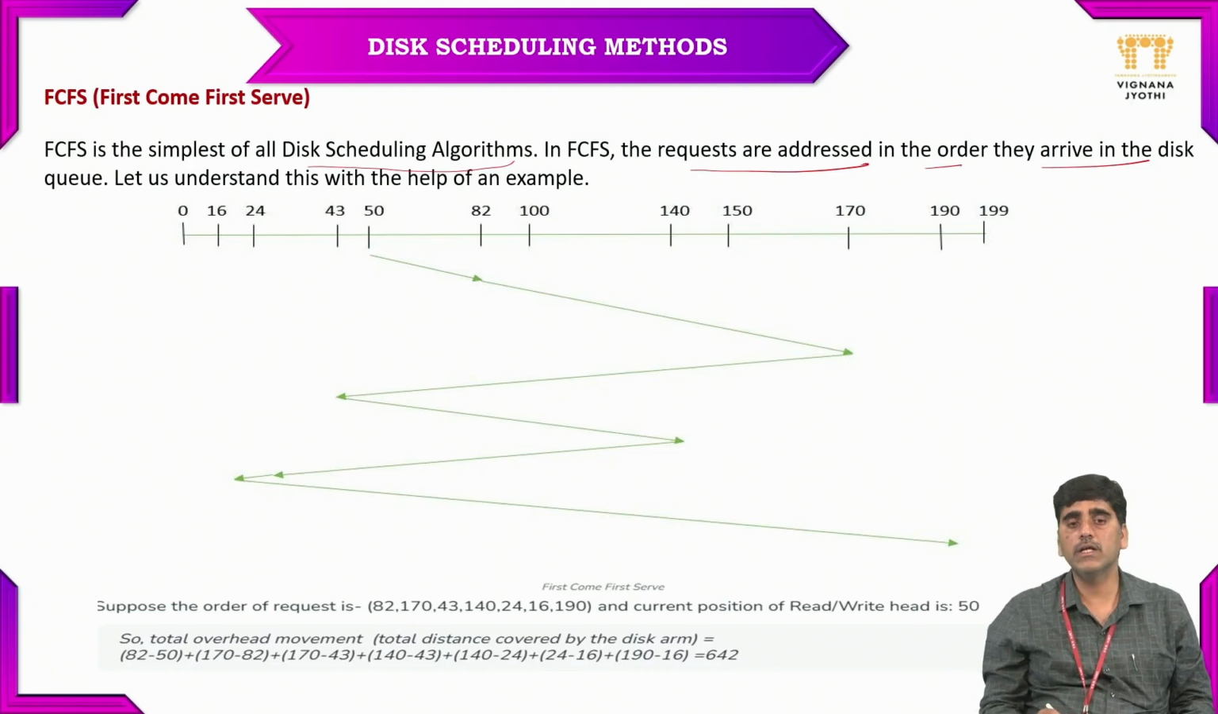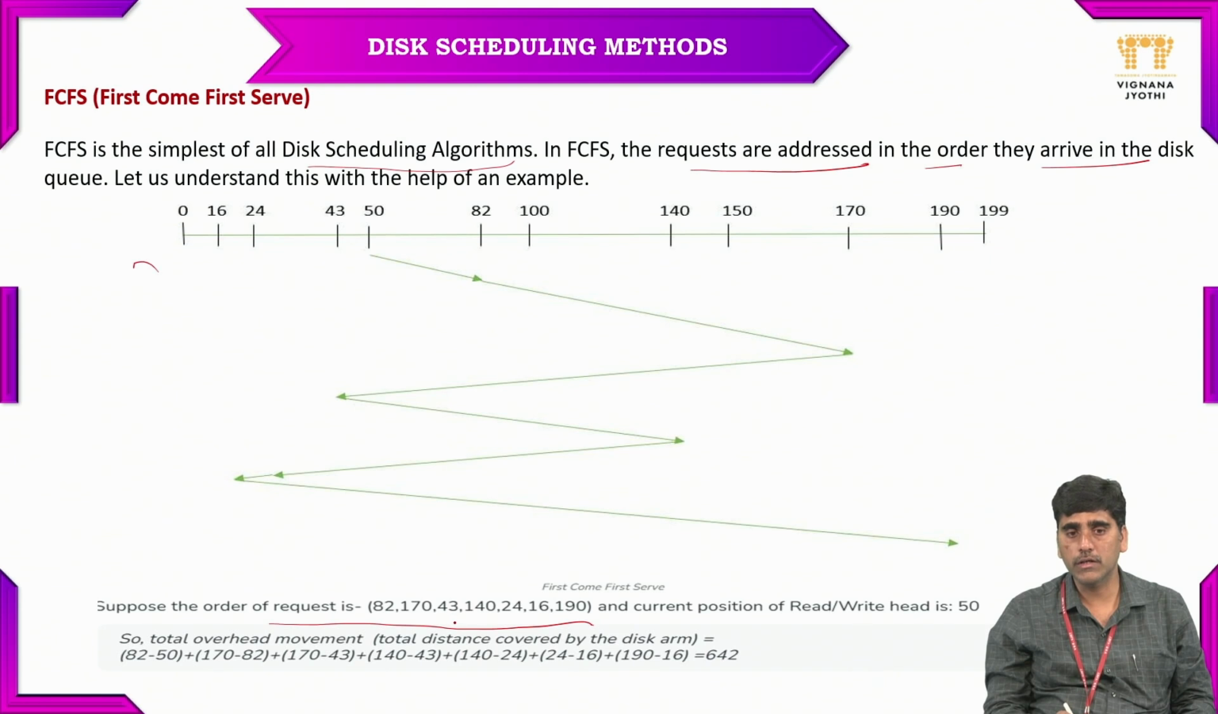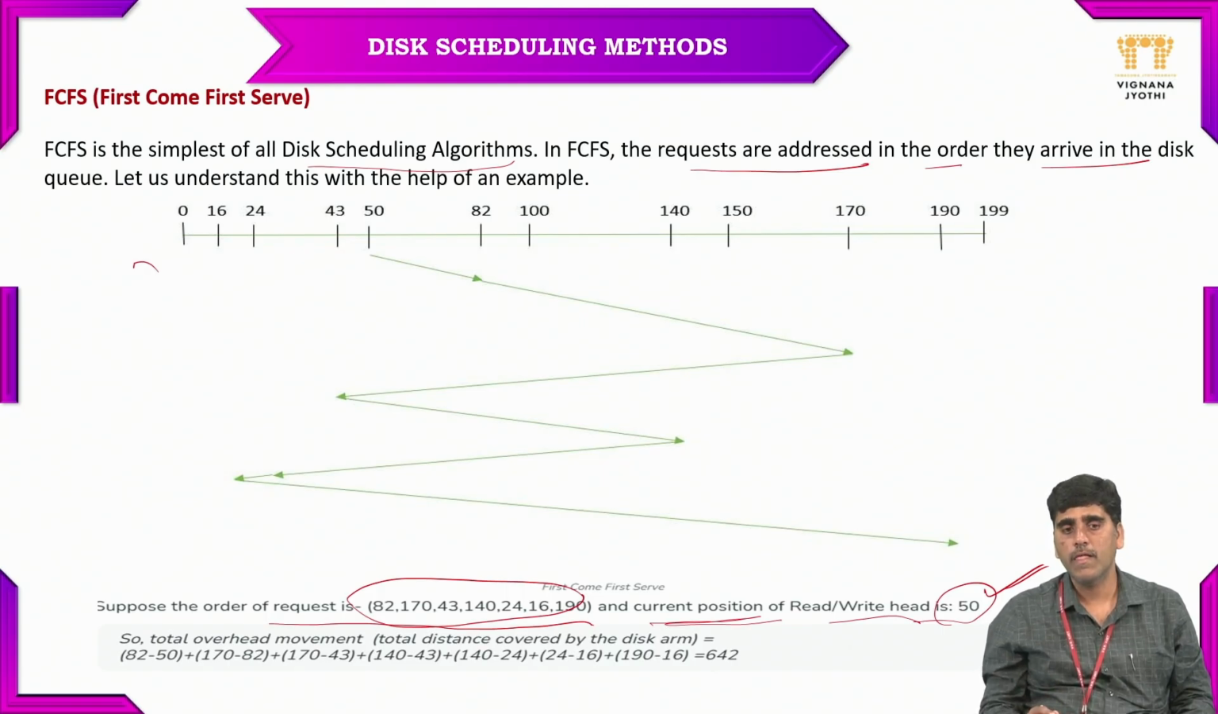First, we have to draw the order of disk requests, like a table or chart. If you see the order of requests here: 82, 170, 43, 140, 24, 16, 190. These are all the input output order of requests. And the current disk position of the read-write head is 50. At the 50th position, it is ready to take all the requests and perform the head movement.